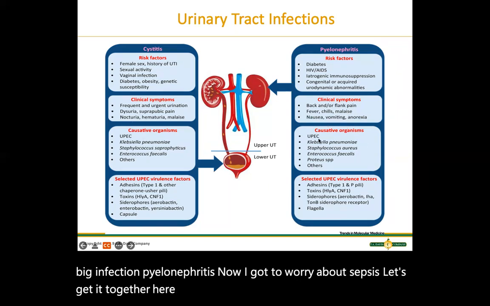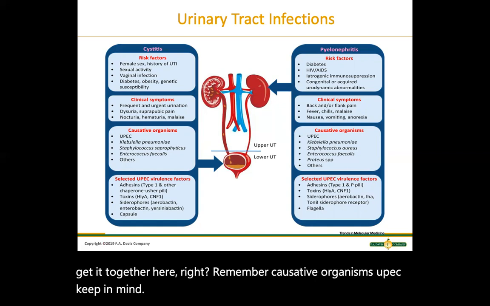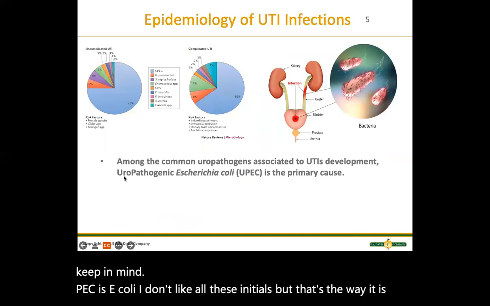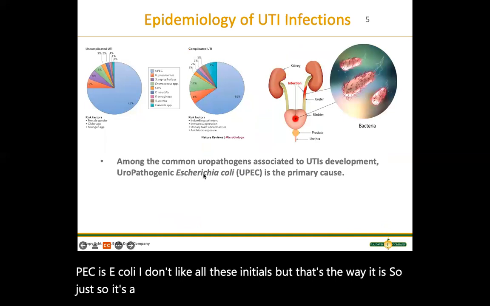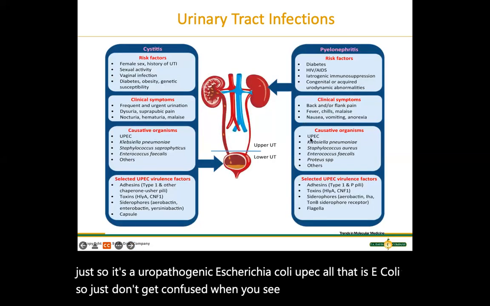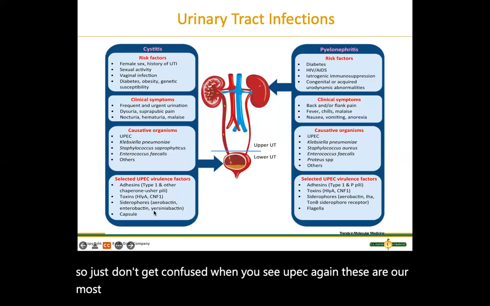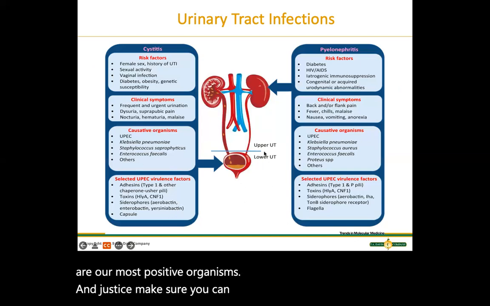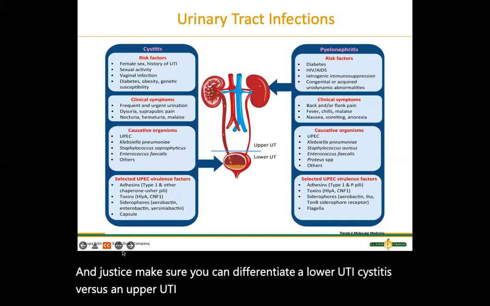Remember, causative organisms, UPEC. Keep in mind, UPEC is E. coli. I don't like all these initials, but that's the way it is. So just so you know, it's uropathogenic Escherichia coli, UPEC. All that is E. coli. So just don't get confused when you see UPEC. Again, these are our most causative organisms. And just make sure you can differentiate a lower UTI, cystitis, versus an upper UTI, pyelonephritis.